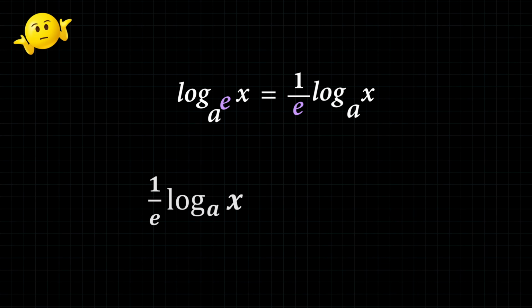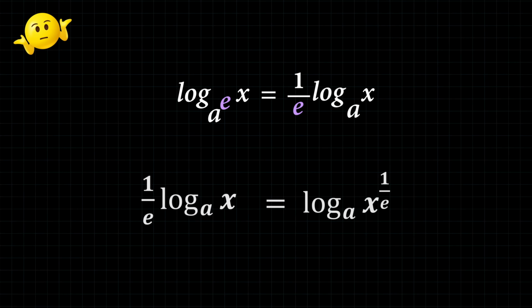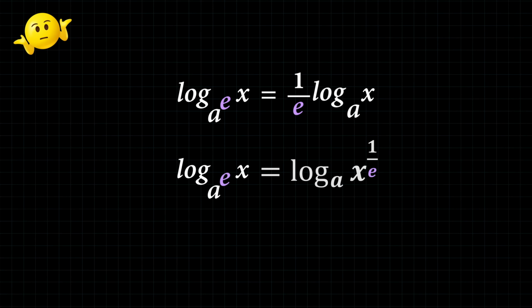We can move the 1 over E back up as an exponent using the power rule, so then we can have log base A of X to the power of 1 over E. So technically, when we started with log base A to the power of E of X, we can turn it into log base A of X to the power of 1 over E. Again, all of this might look really intimidating and random, but it's not. It's all just a change of base rule at work.